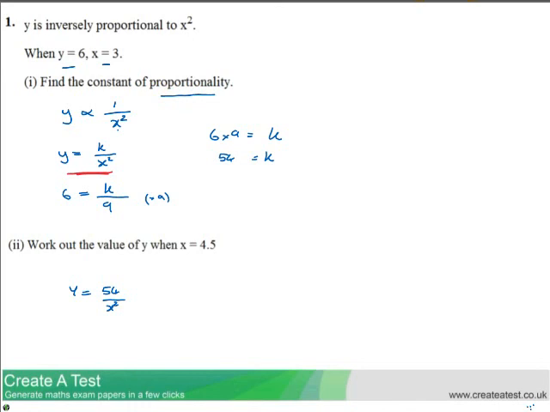Now we've got an x value, so we've got y equals 54 over 4.5 squared, and that is equal to 54 over, if I use my calculator, 4.5 squared, I get 20.25, and 54 divided by 20.25 gives me 2 2/3.